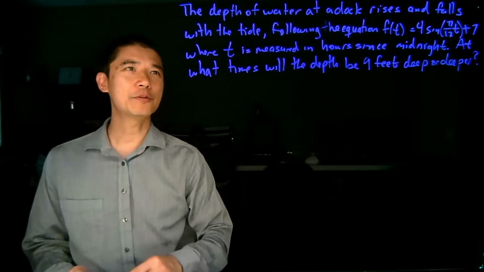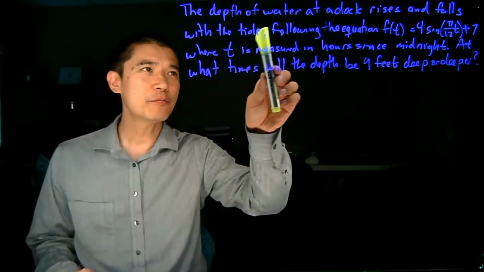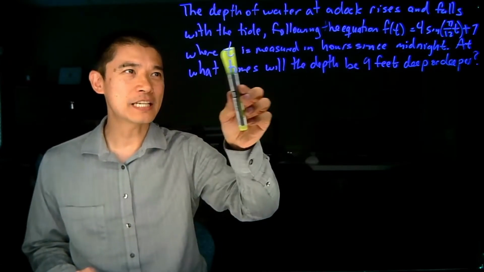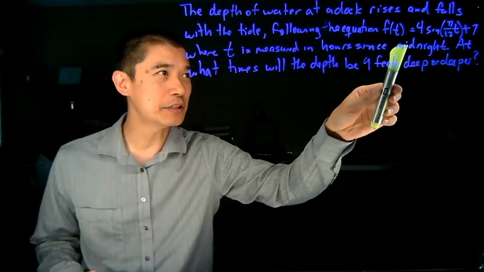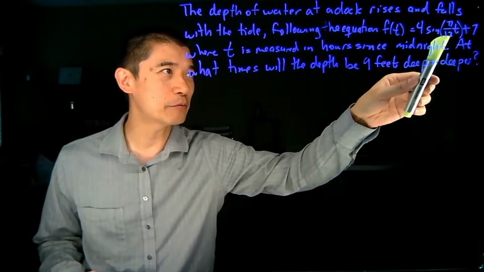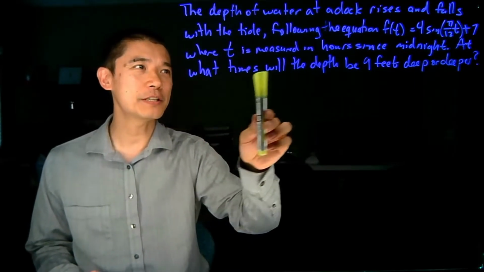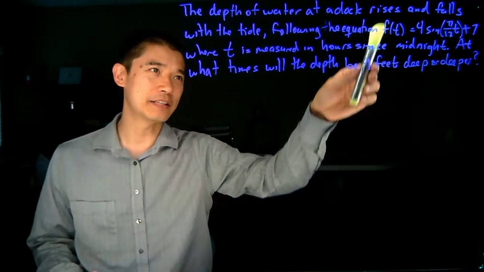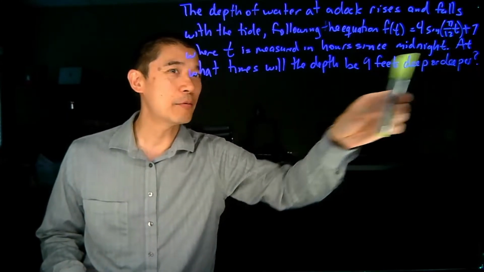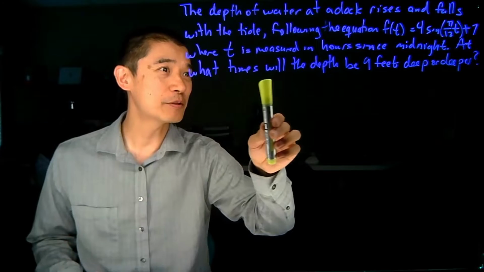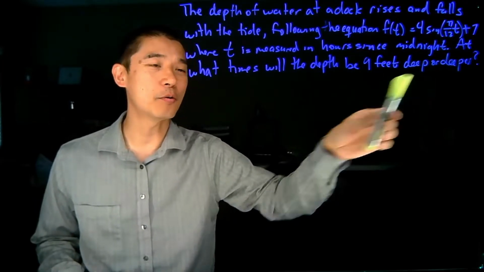So here's an example using a word problem. The depth of water at a dock rises and falls with the tide, following the equation f(t) = 4 sin(π/12 · t) + 7, where t is measured in hours since midnight, and the depth is in feet. At what times will the depth be 9 feet deep or deeper?